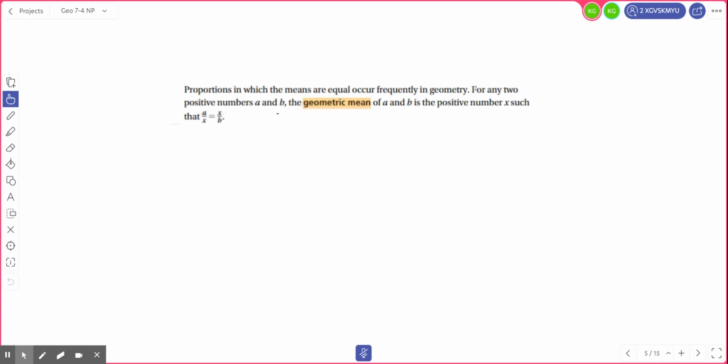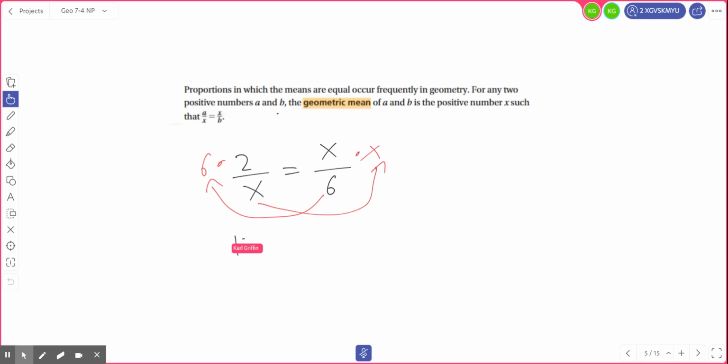such that when you do a divided by x, it equals x divided by b. So let's look at an example. If I take any two numbers, like 2 over x equals x over 6, there is a number x that makes both of these equal. And the way we find it is we do that little cross multiplication. So we multiply the x here, and we multiply the 6 here.